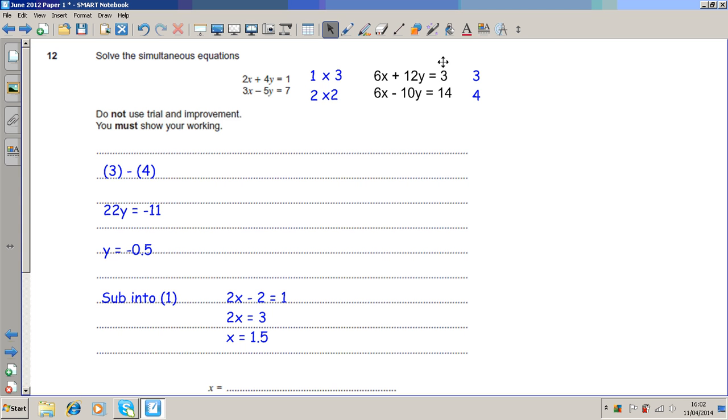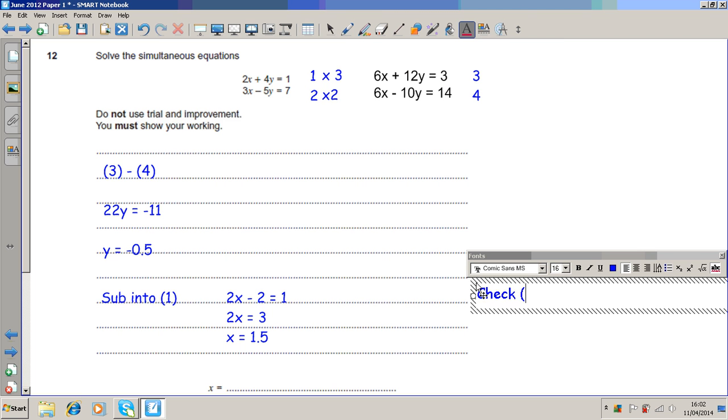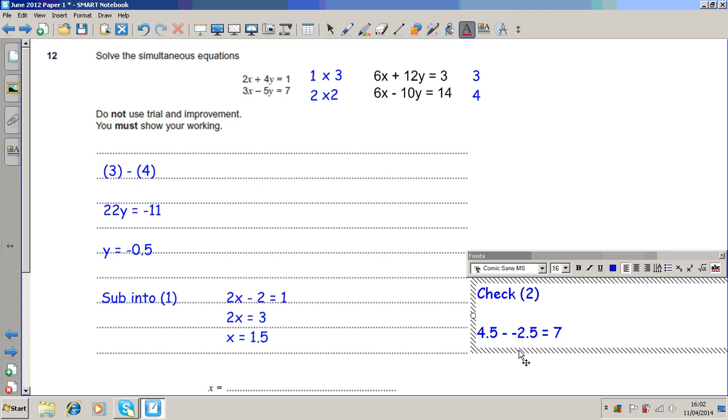So I've got my answers. The last thing I need to do is do a check. Let's check number 2. So 3x, that'll be 4.5, minus 5y, or 5 lots of that is 2.5, and minus makes a plus. So I'm going to minus 5 equals, well, 4.5 plus 2.5 is 7. Yay!